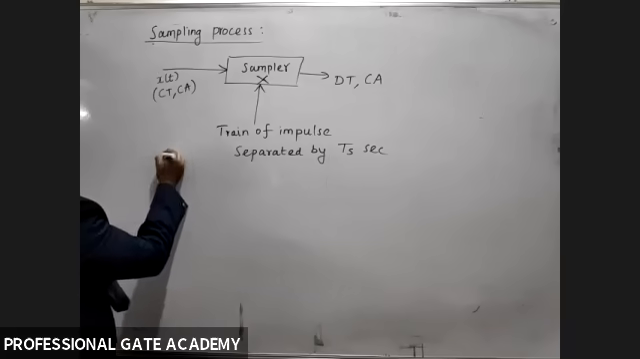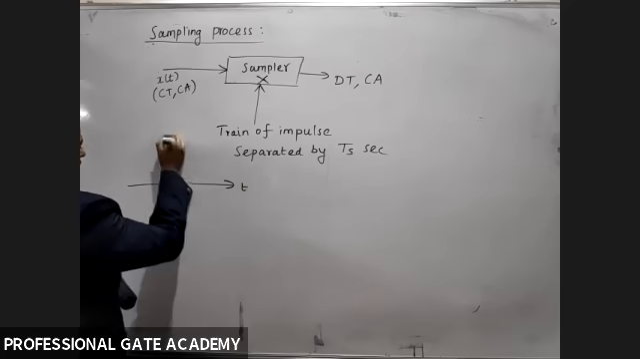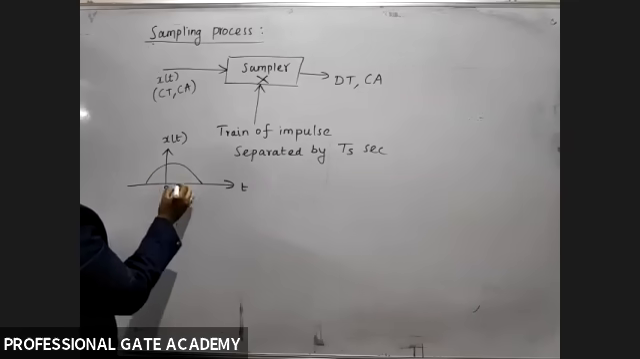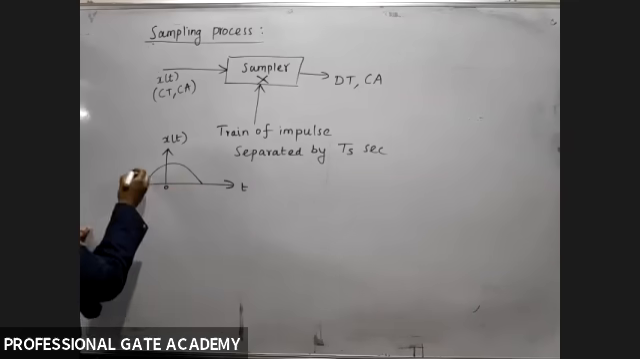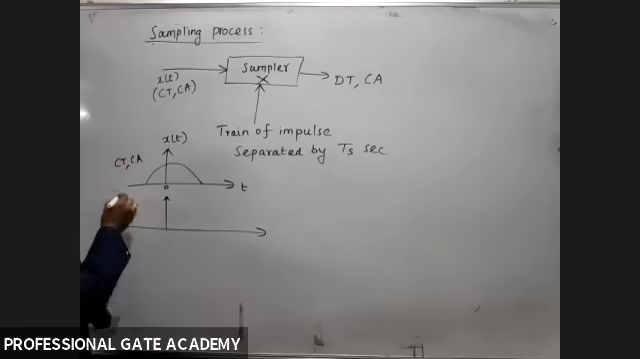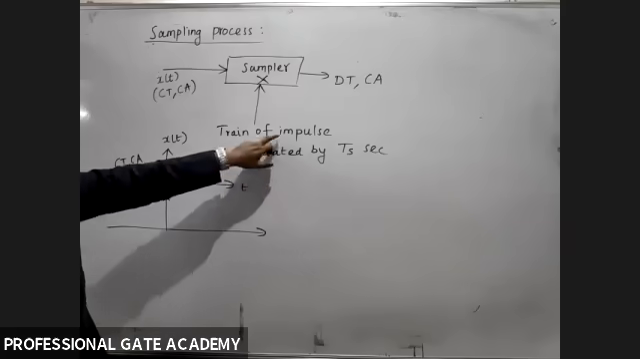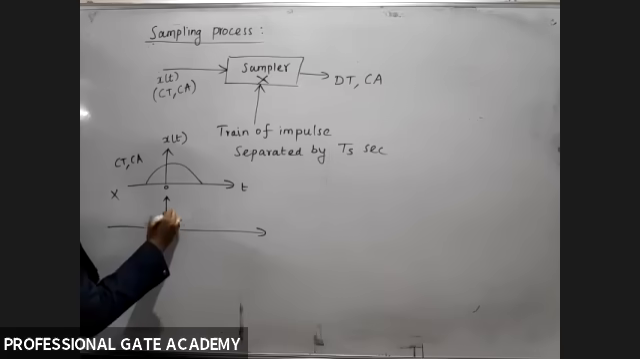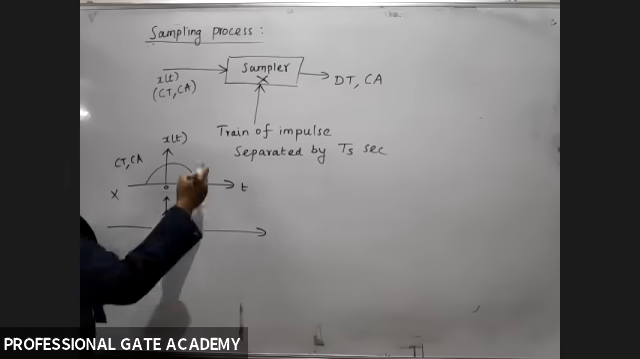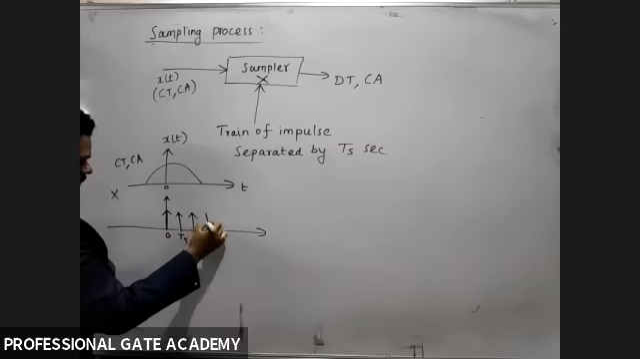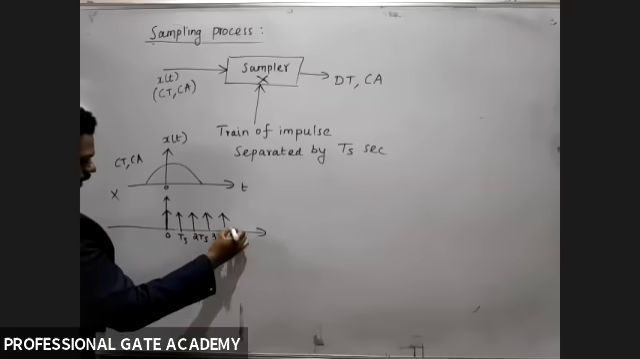Now assume x of t, the sampler input, is a continuous time, continuous amplitude signal, multiplied with this, a train of impulses. Impulse means the first impulse is defined at t equal to 0. Train of impulses means one more impulse at Ts, then at 2Ts, then at 3Ts, then 4Ts.